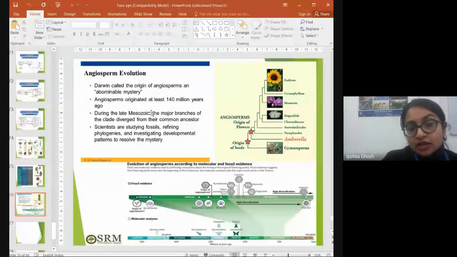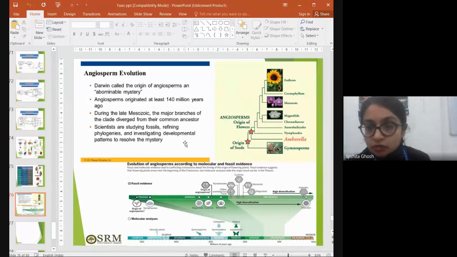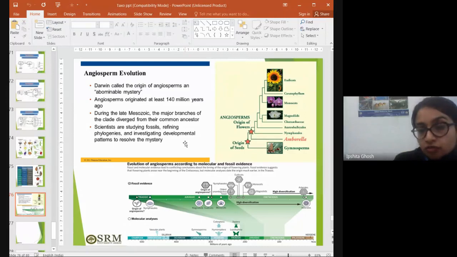Now we are talking about angiosperm evolution. So Darwin called the origin of angiosperms a mystery. It's an abominable mystery. So angiosperms originated around 140 million years ago. During the late Mesozoic, the major branches might have borne the common ancestor of the present day angiosperms. So if you're asked about the origin of angiosperms, you can date them back to the Mesozoic era more or less.